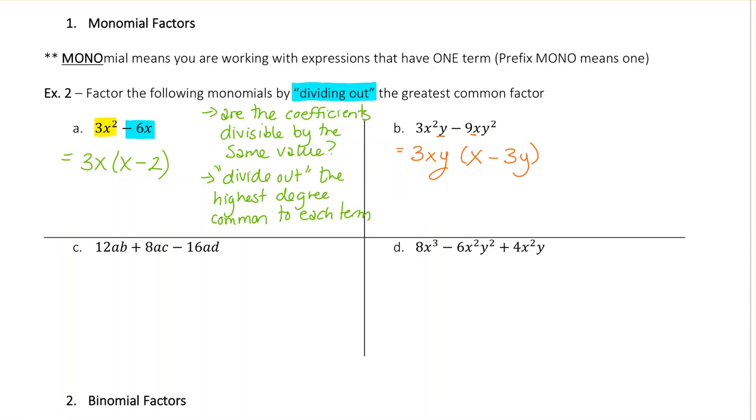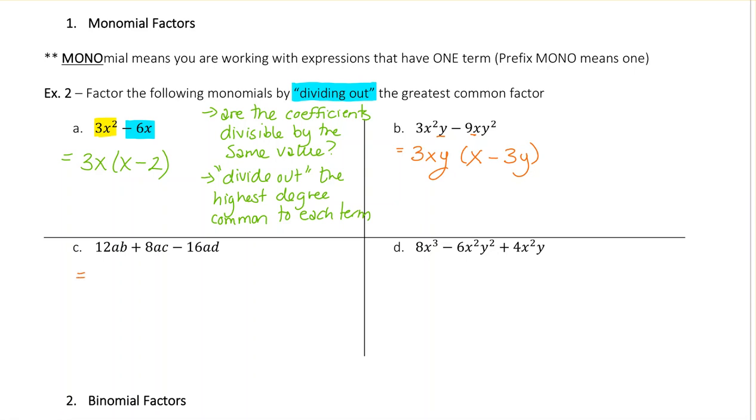Pause the video and see if you can try and factor both C and D. I know they're a little bit longer, but try and identify what's that value you can divide out of all the coefficients, and what is the lowest degree involved in each term that you can factor out of every term. Okay, now that you've taken a shot at it, let's go through these.